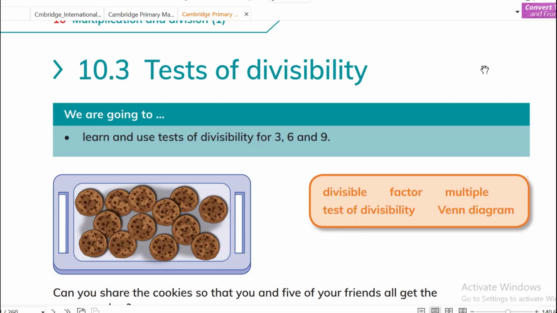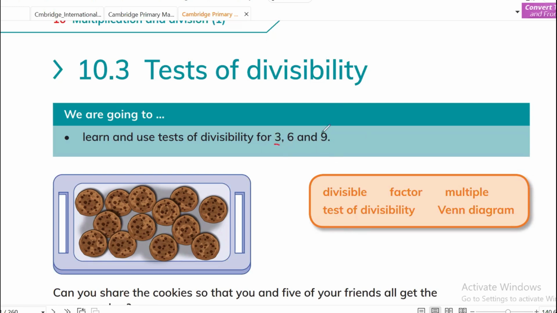About tests of divisibility. In this test of divisibility we will talk about the numbers 3, 6 and 9. So remember the rules of numbers 3, 6 and 9. If you have any number and you add the sum of all the digits of that number, and if the sum is divisible by 3, then that number is divisible by 3 as well.